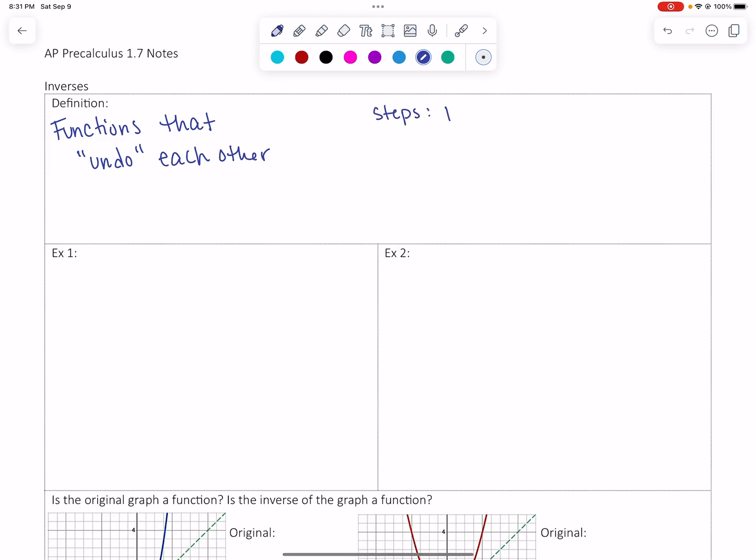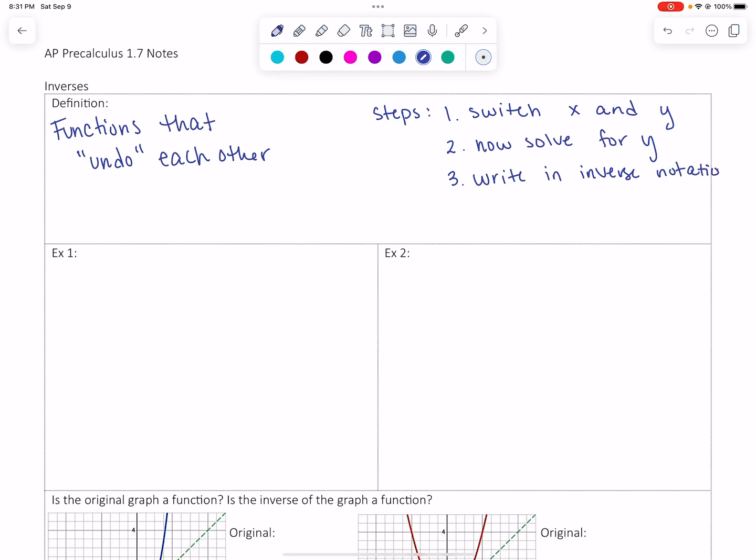So one, of course, is go ahead, switch x and y. And technically, once you've done that, step one, you've done your inverse, right? You've now found your inverse. That's what they do. They switch those x and y's. But because we don't like just leaving it like that, we now need to go ahead, solve for y. And then if need be, you're going to write it in inverse notation. And that's that little, looks like an exponent, but it's not. So the inverse of f of x.